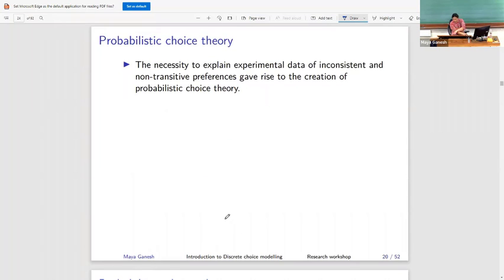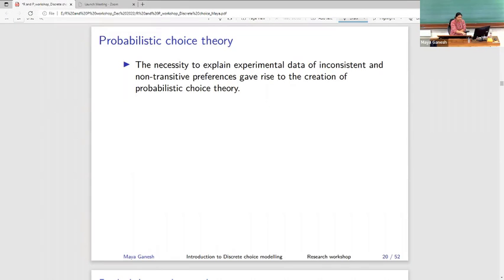Now, fine, this is fine. The utility framework is fine. But then when researchers actually tried to use this utility framework in most of the experiments, they found that individuals have not selected the same alternative when there is the same choice situation, right? In repetitions of the same choice situation, the individuals or decision makers have not selected.